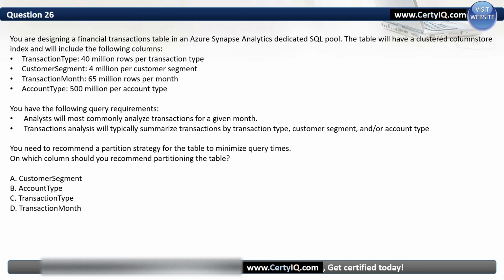Analysts will most commonly analyze transactions for a given month. Transaction analysis will typically summarize transactions by transaction type, customer segment, and/or account type. You need to recommend a partition strategy for the table to minimize query times. On which column should you recommend partitioning the table?